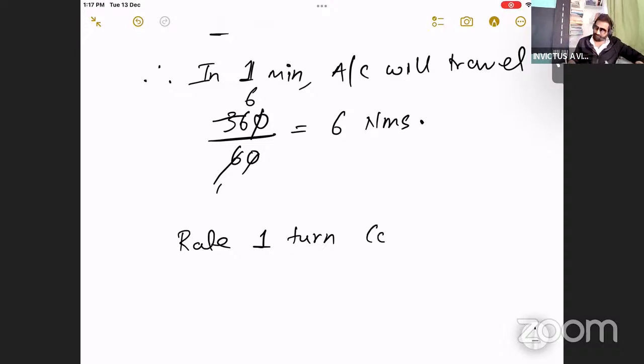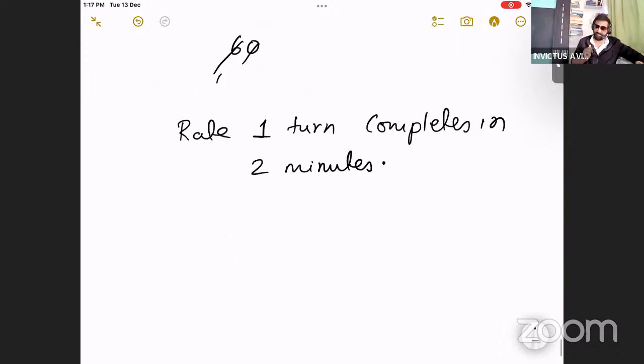Write down. Rate 1 turn completes in 2 minutes. Students, step by step. If you miss one step, you will not get the idea. Correct? It means one 360-degree circumference I'm going to complete in 2 minutes. 1 minute I'm crossing how much? 6 nautical miles. So 2 minutes I'm going to cross how much? 12 nautical miles. देखते हैं.